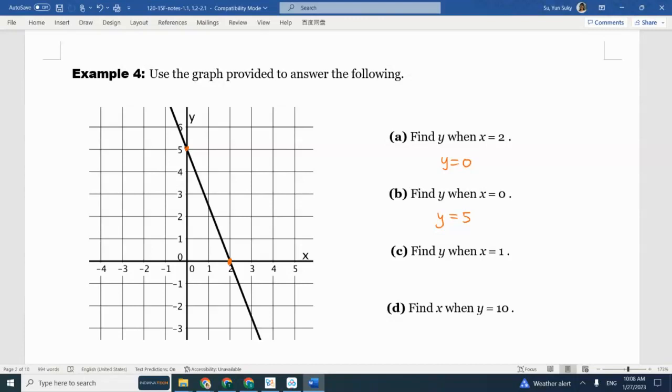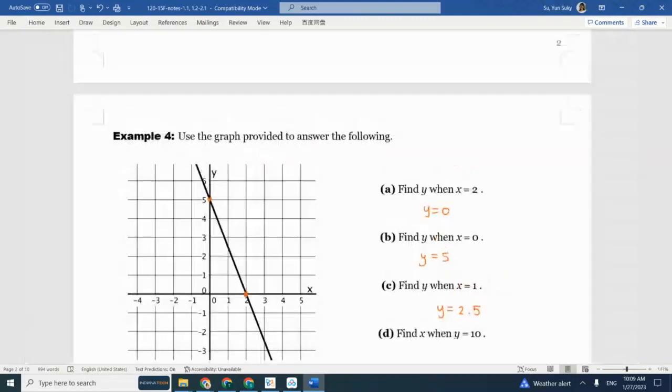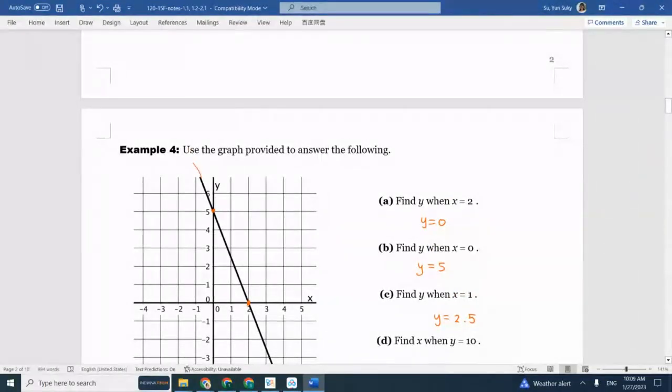And then find the y when x is 1. X is 1, like 2.5, right? So 2.5. Find the x when y equals 10. Wow, here in this picture, y is 6 at most. So you want to go beyond that. Okay, make the line longer. But you can imagine.